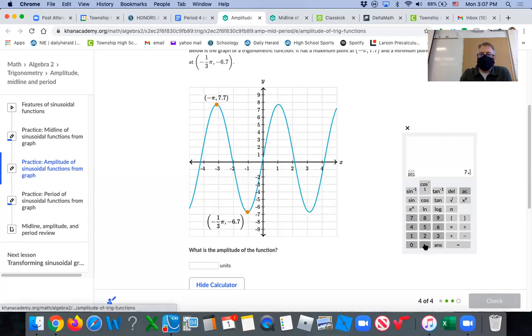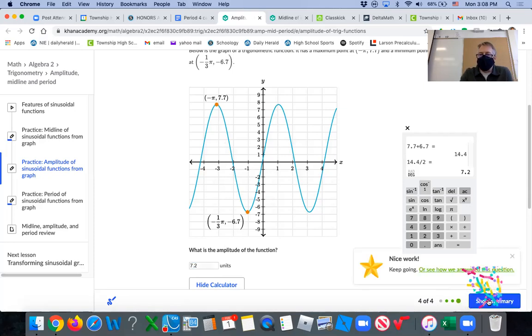It would be 7.7 plus 6.7. It is a distance of 14.4 from this y value to this y value. Well, the amplitude is going to be halfway in between that. So if I divide that by 2, I get 7.2. That is my amplitude because my midline is about right here. It's 7.2 away from the top and it's 7.2 away from the bottom. So my amplitude in that case would be 7.2.